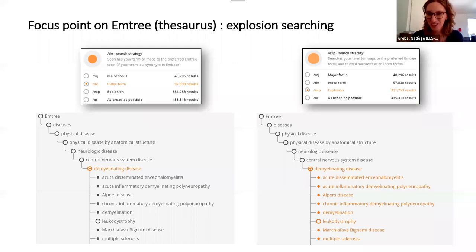Yes, so Mercy, the answer is that when we search with a slash DE, meaning we search only for the index terms, it's only going to take that index term, the one that you asked for. When you say that you want to explode, it means that it takes the term that you asked for, and it will also pick up on its own and search for all the subcategories. So this one is the umbrella, and underneath are what we call children terms, and these are also going to be searched. Oh, okay.